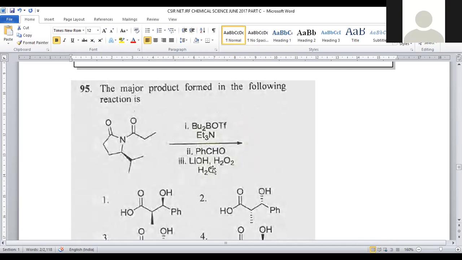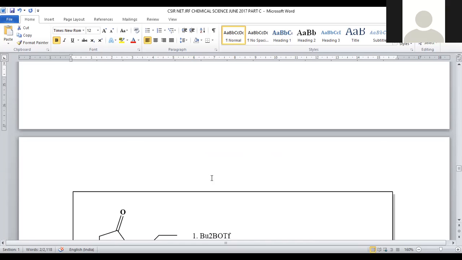So sequential reactions are to be carried out. First, we have to generate the enolate because it is the enolate generating agent. Further condensation with benzaldehyde, and then base will be added, hydrogen peroxide and subsequent hydrolysis with water. The final product will be obtained. Let us see the mechanism.